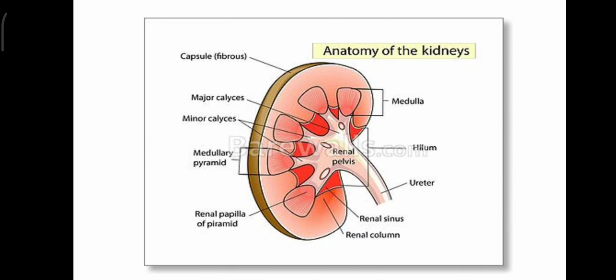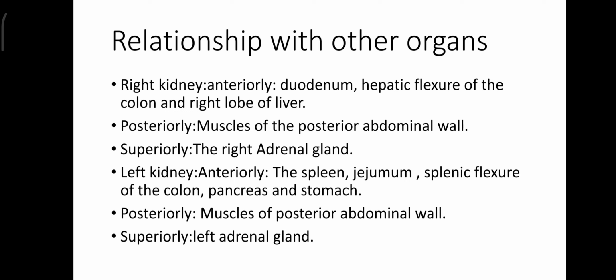Here you can see the picture of a kidney. This is a dissected kidney. The relationship with other organs of the kidney. First, the right kidney. It is anteriorly related to the duodenum, the hepatic flexure of the colon and the right lobe of the liver.